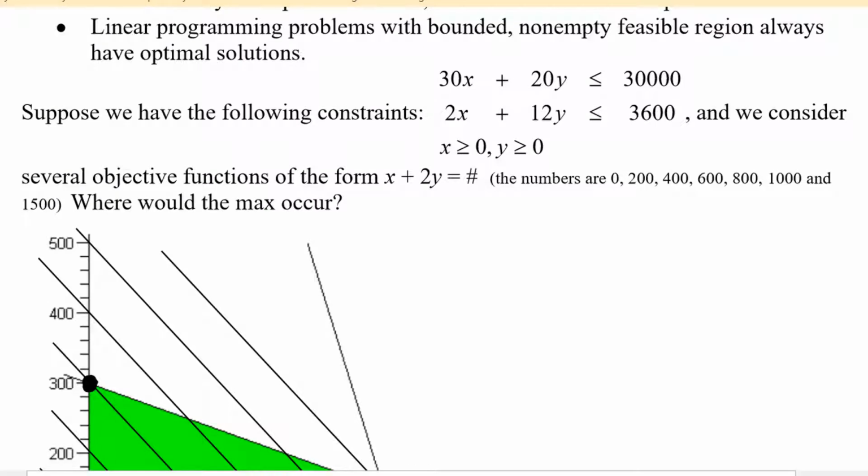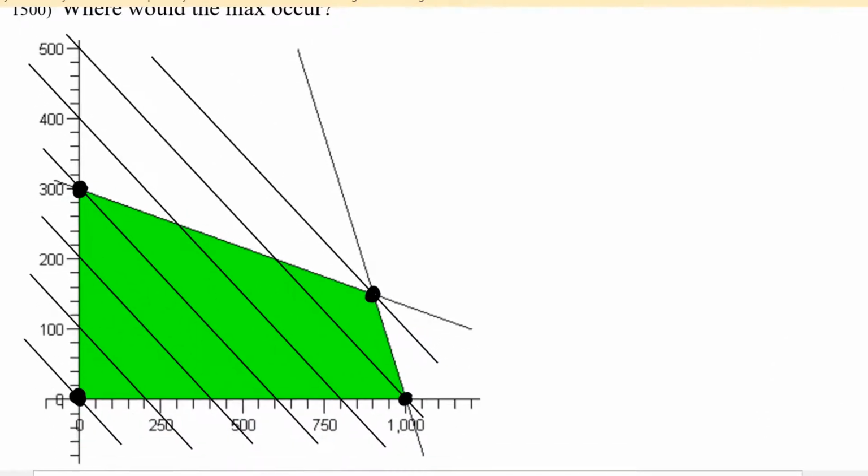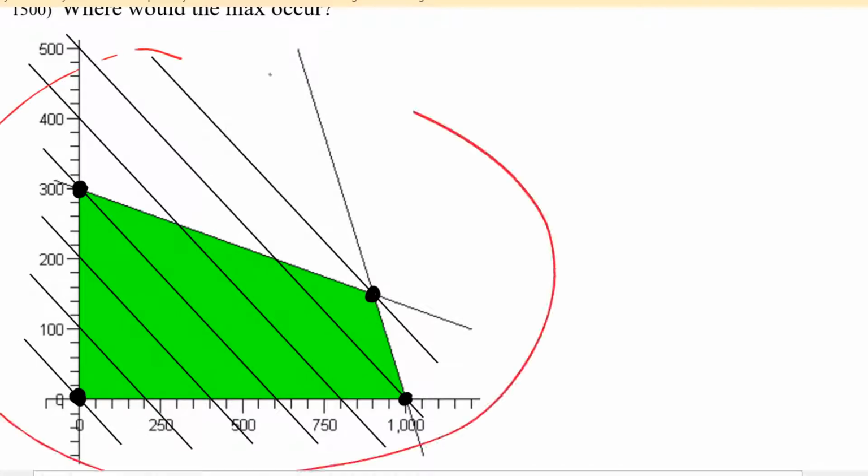The third bullet point says linear programming problems with bounded, that's really important, non-empty feasible regions always have optimal solutions. So if it's bounded, there is going to be an optimal solution. Remember, this set is bounded. All that means is I can draw a circle around the entire feasible region. So this one would be bounded. So we know it has an optimal solution.